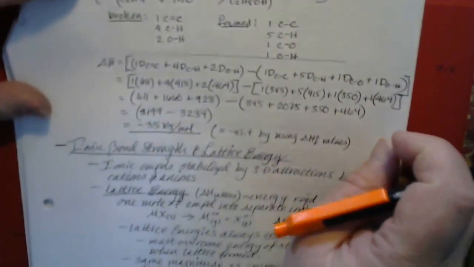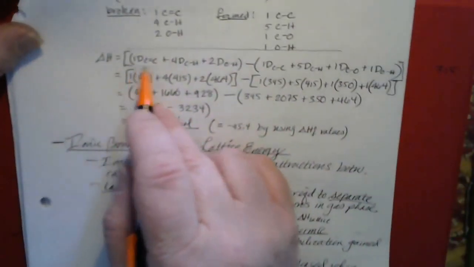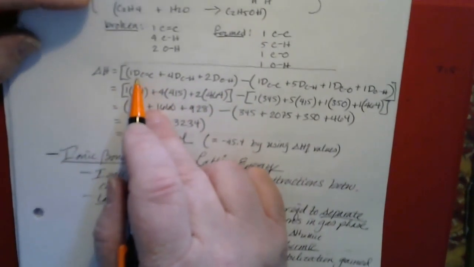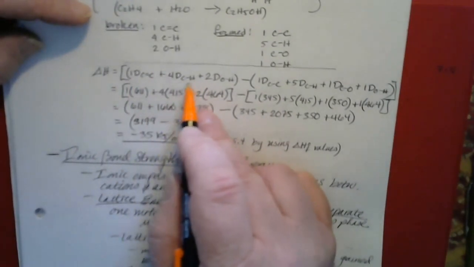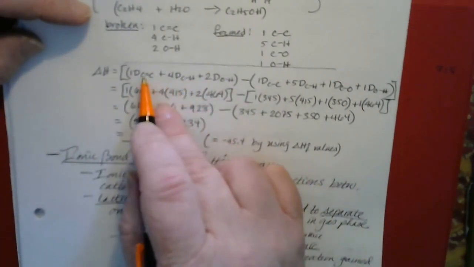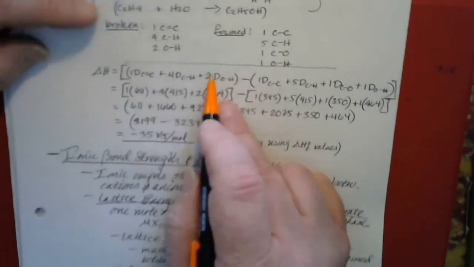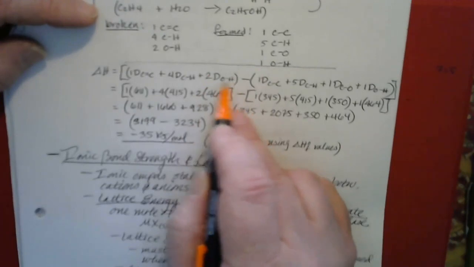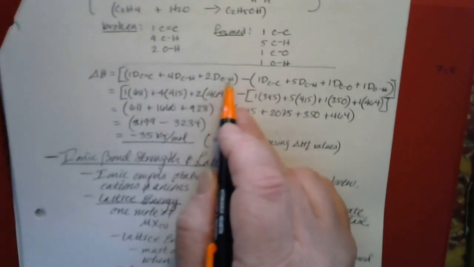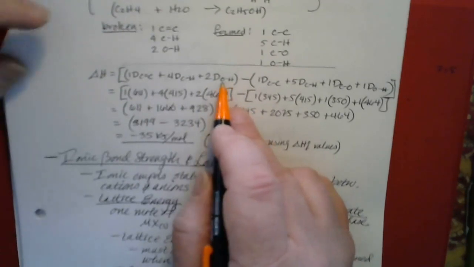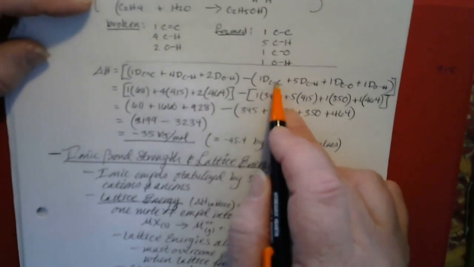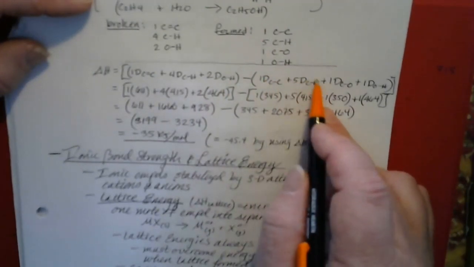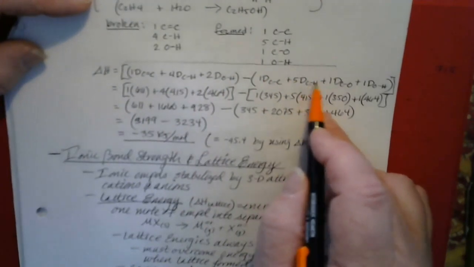in the product. So when we work that out, it's going to be basically 1 times the dissociation energy of the carbon-carbon double bond plus 4 times the dissociation energy of the CH single bond. Plus 2 times the dissociation energy of the oxygen-hydrogen single bond, minus 1 times the dissociation energy of the carbon-carbon single bond, plus 5 times the dissociation energy of the carbon-hydrogen single bond, and so on and so on. You can see the rest.